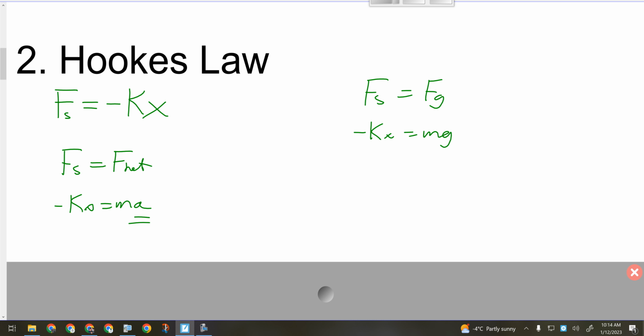All right, questions on Hooke's law. Expect probably a couple of multiple choice questions around Hooke's law and probably a problem solving question to do with Hooke's law as well.